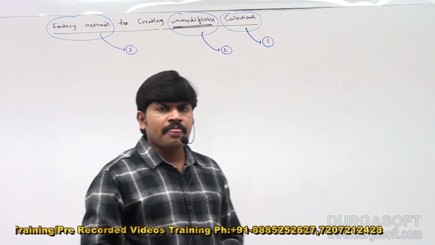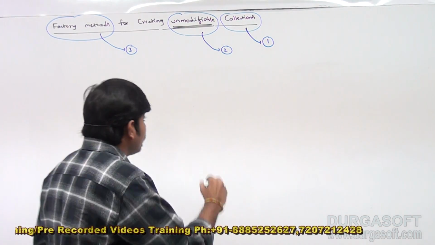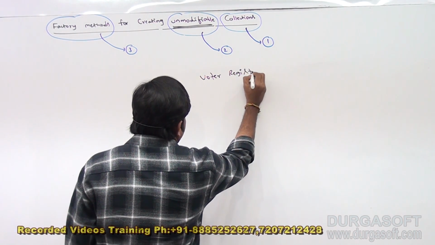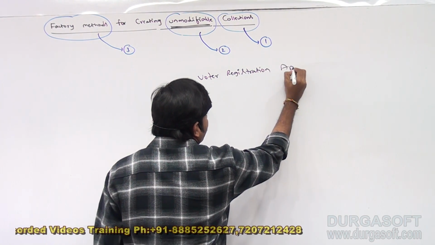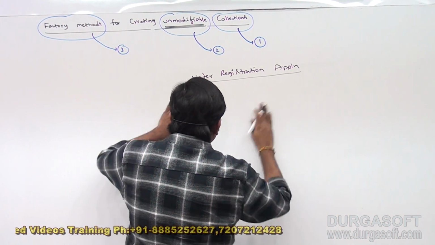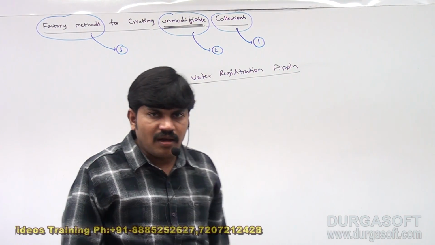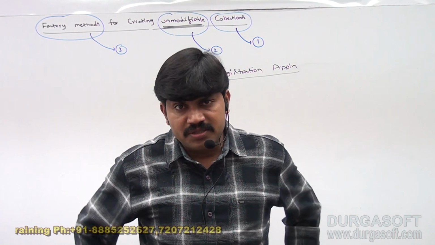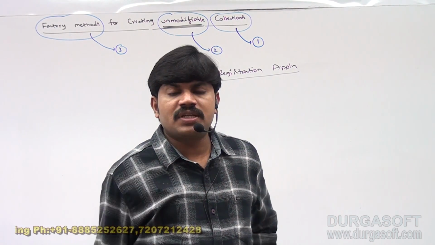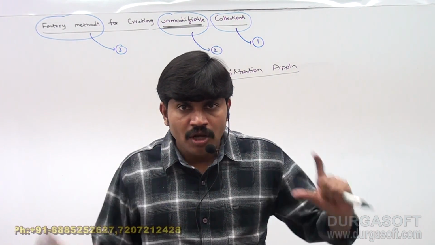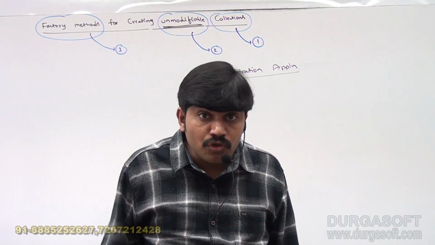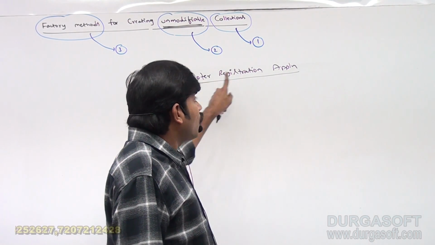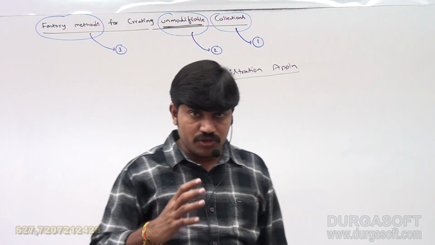Suppose I want to develop a voter registration application. All voters in India, with almost 130 crore population, minimum some 80 or 90 crore voters are there. All these people have to register. I want to develop a voter registration application.